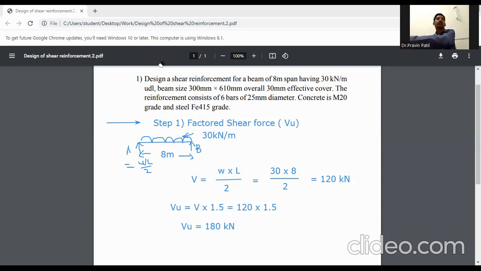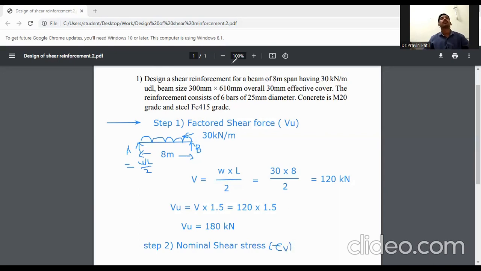Okay. 180 kilonewton. So now step number 2, nominal shear stress. Step number 2, it is nominal shear stress. Nominal shear stress, that means tau V. Nominal shear stress is tau V.